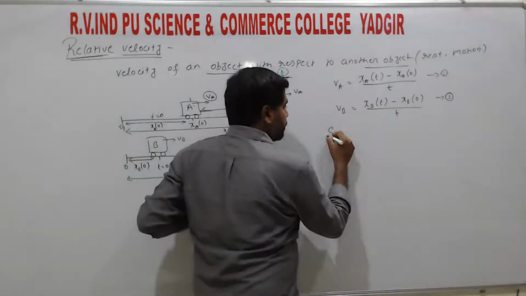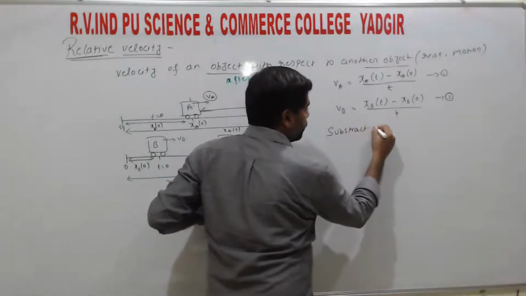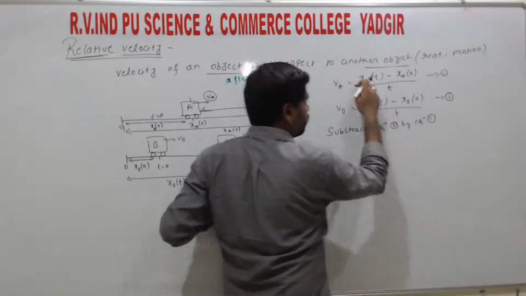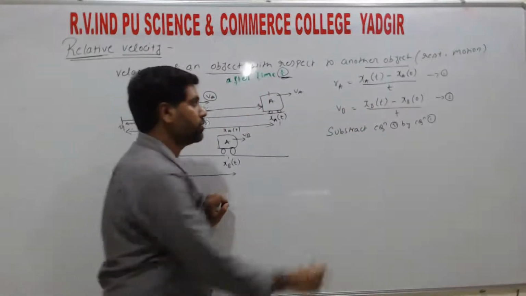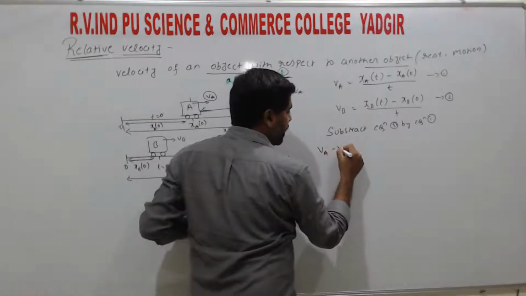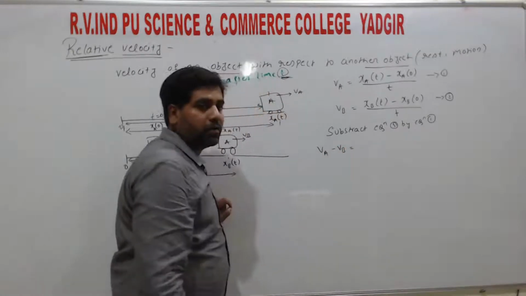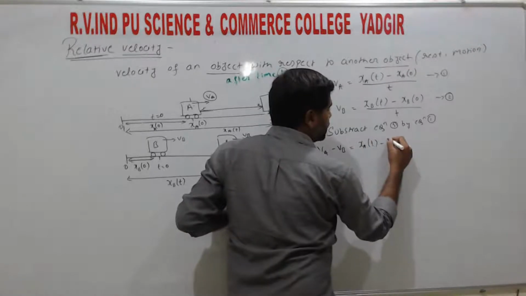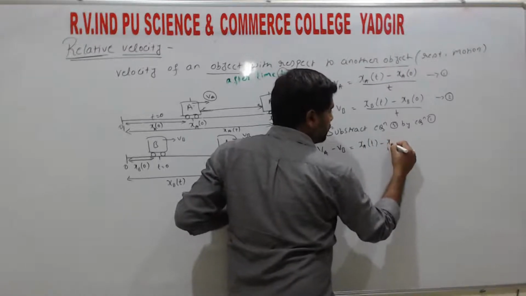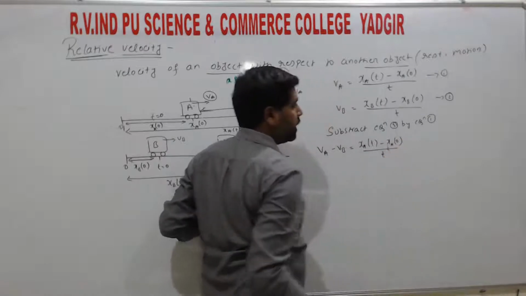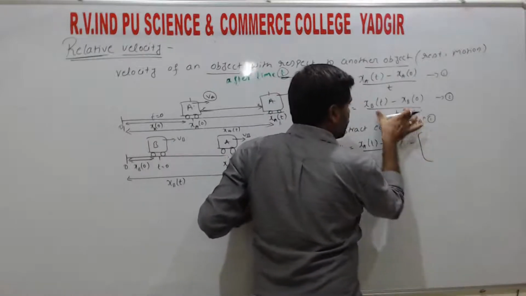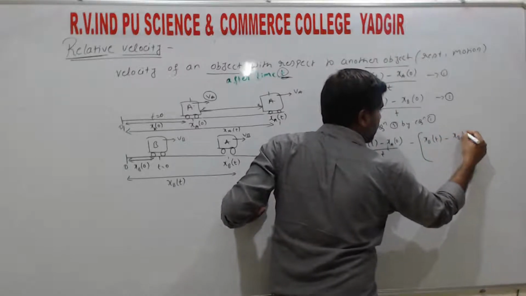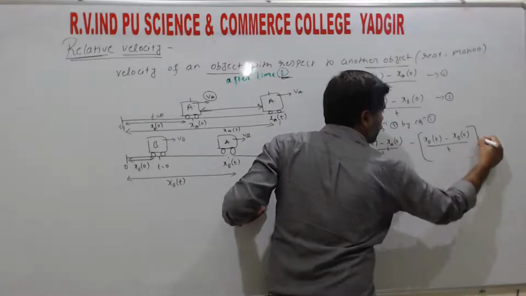Now subtract equation 2 by equation 1. So we are going to subtract these two equations. We get in the LHS VA minus VB, right? That is equal to, in the RHS also, (XA of t minus XA of 0) by t minus (XB of t minus XB of 0) whole divided by t.